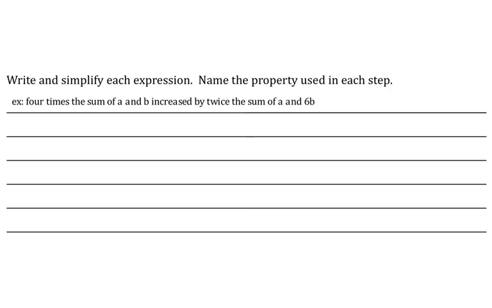Now, this is simplifying expressions more, but here we have to write the expression. So it says write and then simplify. Name the property used. So we're back to that naming direction again too. 4 times the sum of A and B. So here's the sum of A and B. Increased by twice the sum of A and 6B. Well, here's the sum of A and 6B.